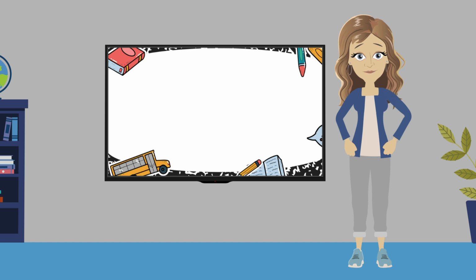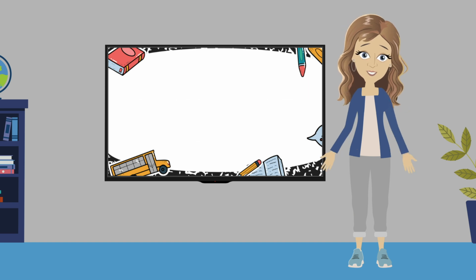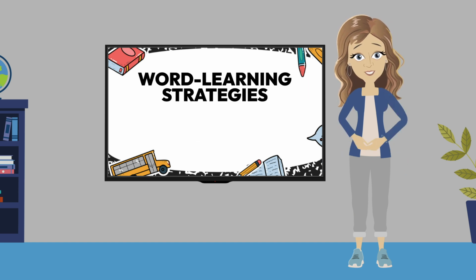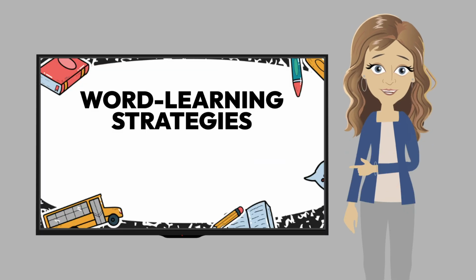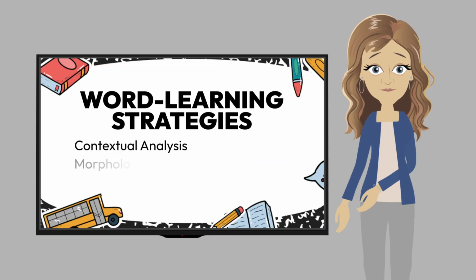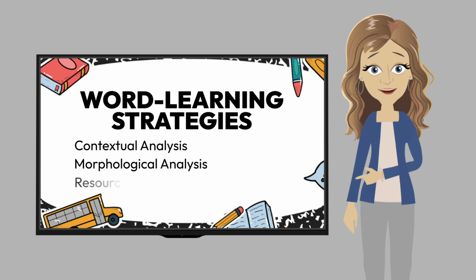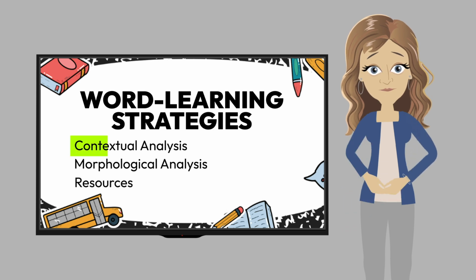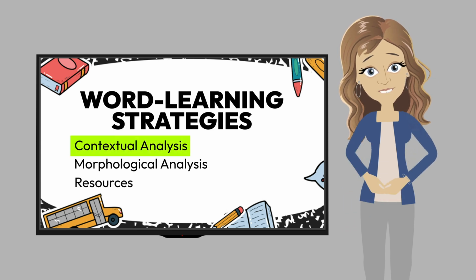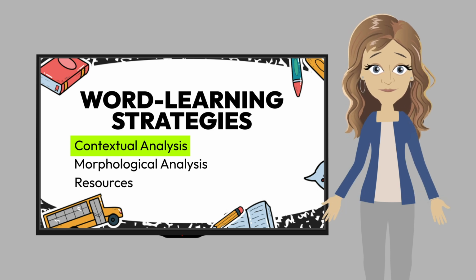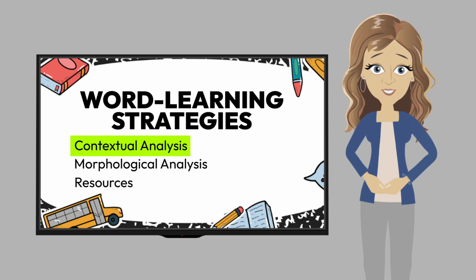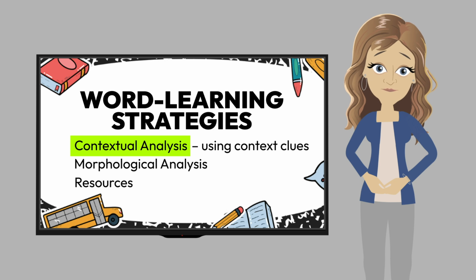The first major topic discussed since our last Stop and Jot was ways to help students determine the meaning of words in their reading. We addressed 3 word learning strategies: contextual analysis, morphological analysis, and resources. Contextual analysis involves breaking down or searching for clues to aid in determining word meaning. In other words, using context clues.